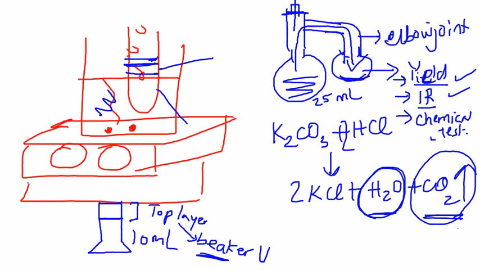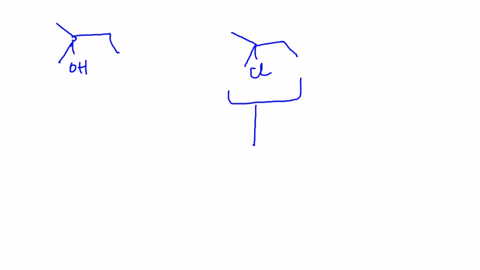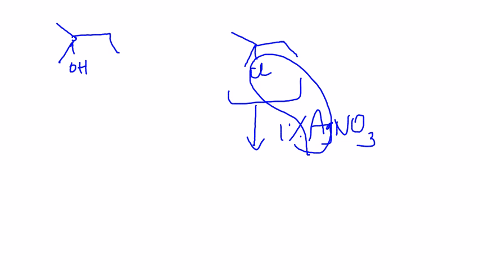Let's talk about the chemical test now. So you started with a tertiary alcohol. You end up with a tertiary halide. It's in the nature of alkyl halides that when they are treated with a 1% solution of silver nitrate, they generate a precipitate of silver chloride or silver halide, depending on what your halogen atom is. So that's the chemical test that you're going to be running.